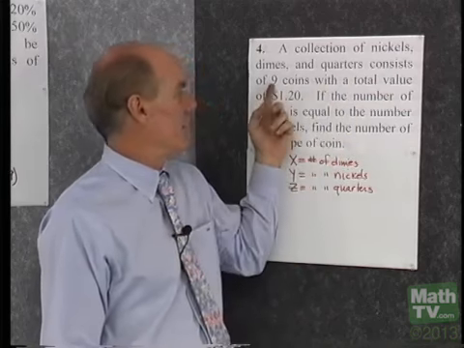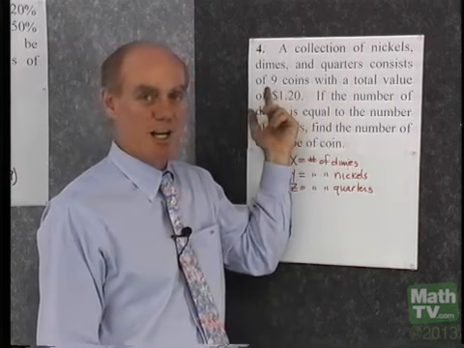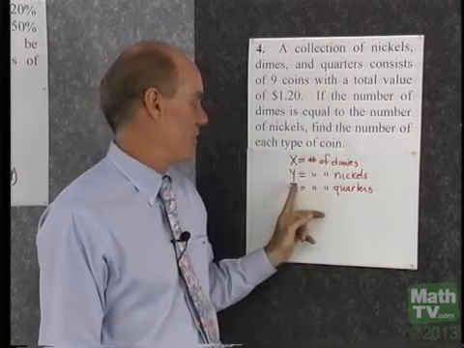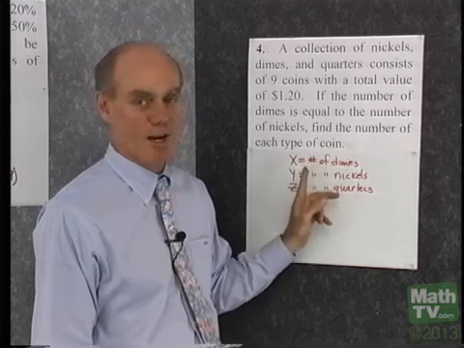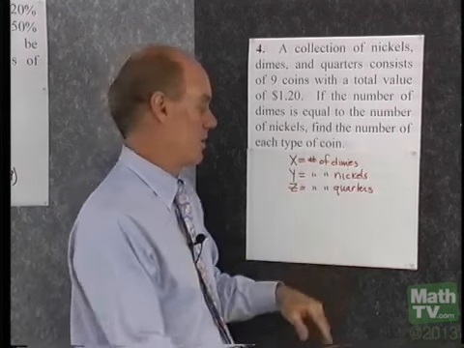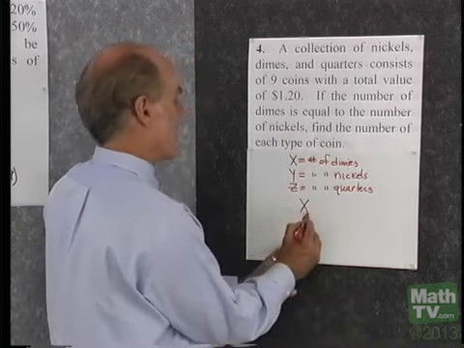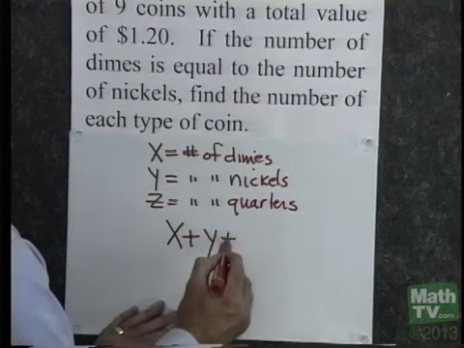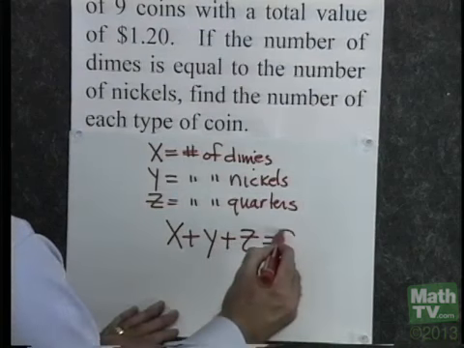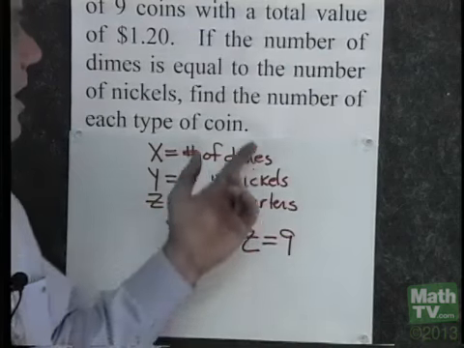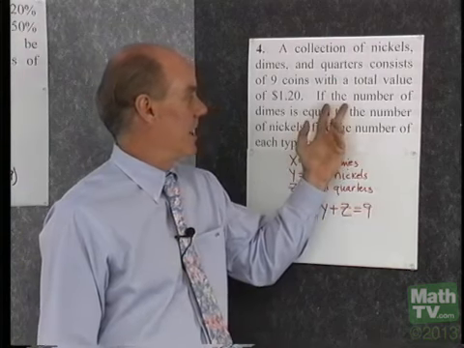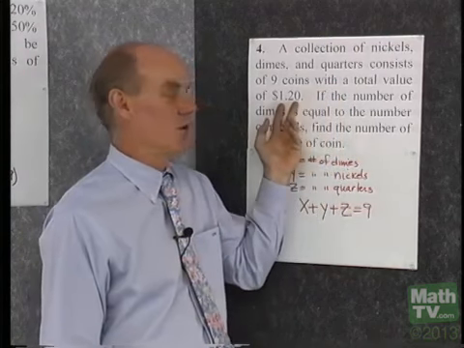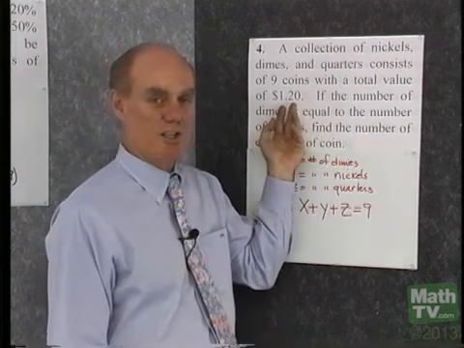So let's see. First of all, I have a total of 9 coins. Well, that must be X plus Y plus Z, because those variables represent the number of dimes, number of nickels, number of quarters. So my first equation is X plus Y plus Z is equal to 9. Now I read further, and it says that, let's see, the total value is $1.20, or 120 cents.